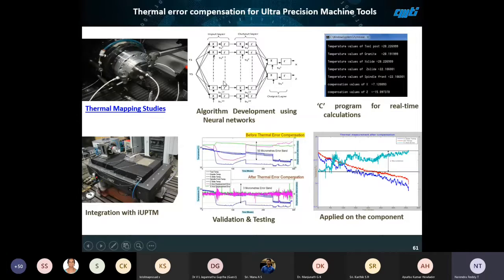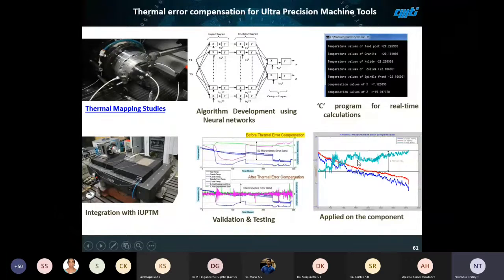The neural network takes temperatures as inputs and gives X and Z deformation values as outputs. Then for real-time computation, we wrote a C program, which gives the outputs like this. It takes only temperature as input, and my neural network model computes the deformations based on the data I have given for teaching. Finally you can see the results. Initially I used to get 50 micron. After incorporating this neural network model, we could bring it down to 3 microns.